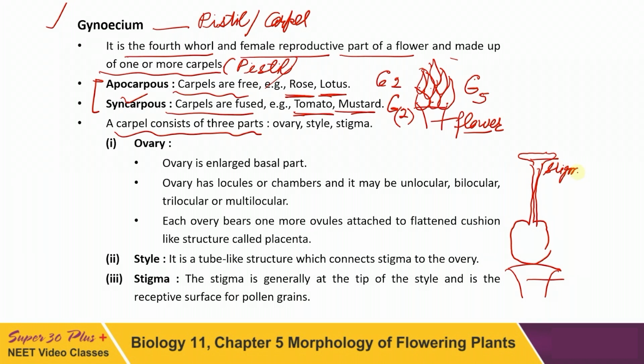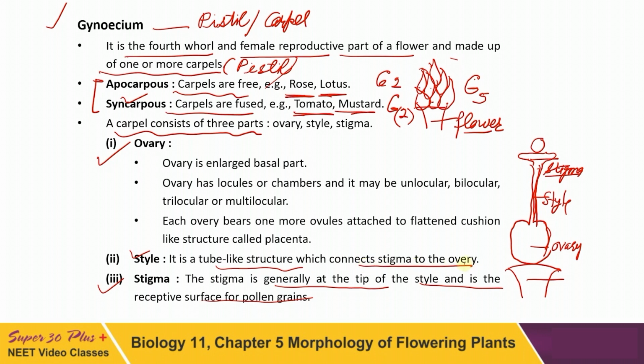That is called stigma. Stigma is a platform, a disc-like structure where the pollen will come and land. This is a tubular structure found in between the stigma and the swollen base, that is the ovary, and this connection is called the style. So can I summarize? Stigma generally is the tip of the style and is the receptive surface for the pollen grain. What is style? It is a tube-like structure which will connect the stigma and the ovary.